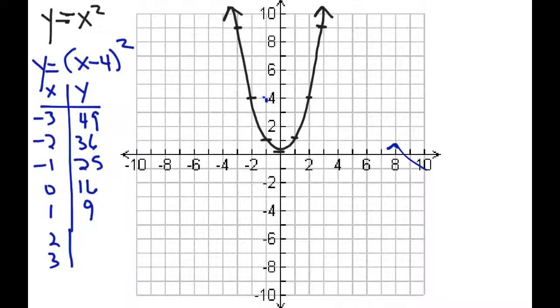Hold on a second. I need to erase what my cat stepped on. Okay, let's try that again. 2 minus 4 is negative 2. Squared is 4.